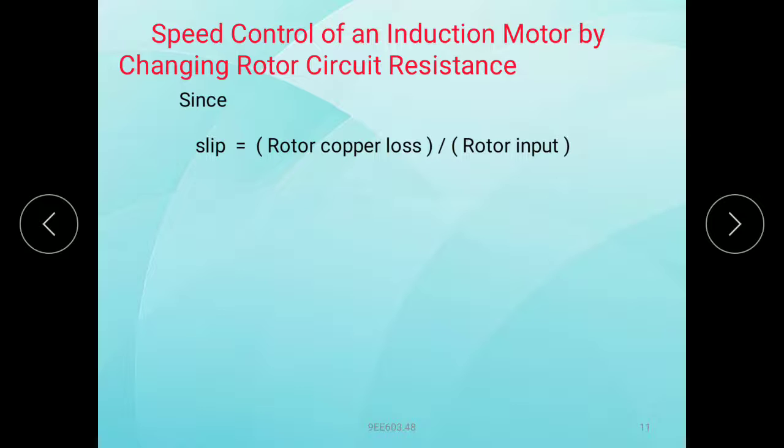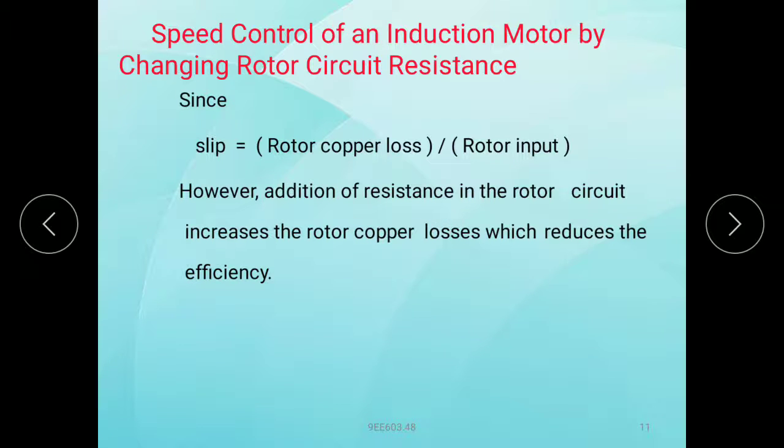Since the slip is equal to rotor copper losses by rotor input. However, addition of resistance in the rotor circuit increases the rotor copper losses, which reduces the efficiency. Very important, observe this one.